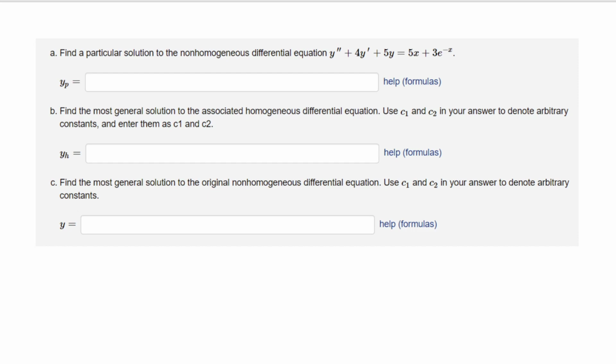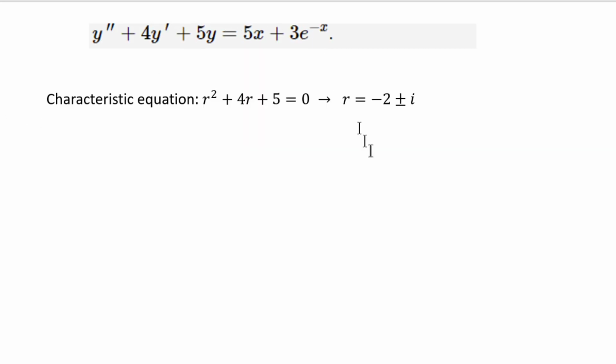This is a question about solving a non-homogeneous differential equation by the method of undetermined coefficients. So let's start to work on this one. First, you have to find the solution to the characteristic equation. I got this one by completing the square, but you can use the quadratic formula. Whatever method you use, you just get this solution.